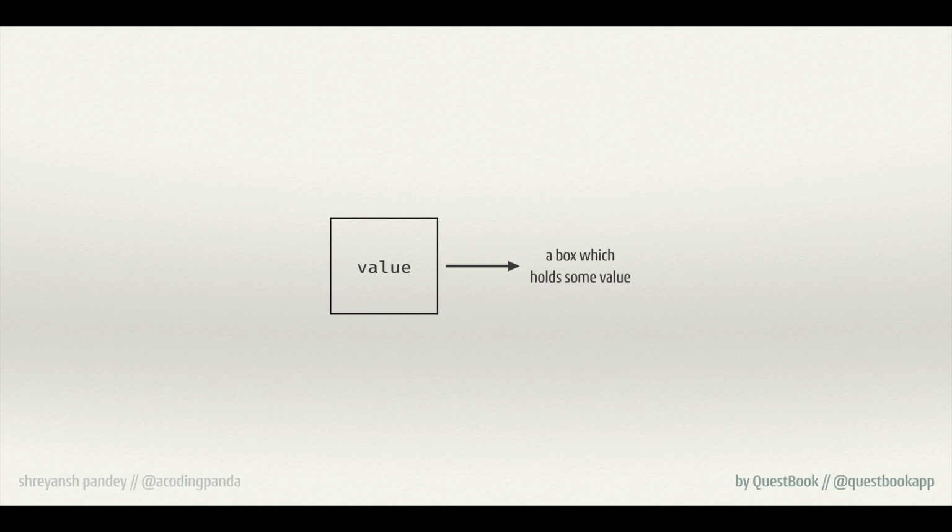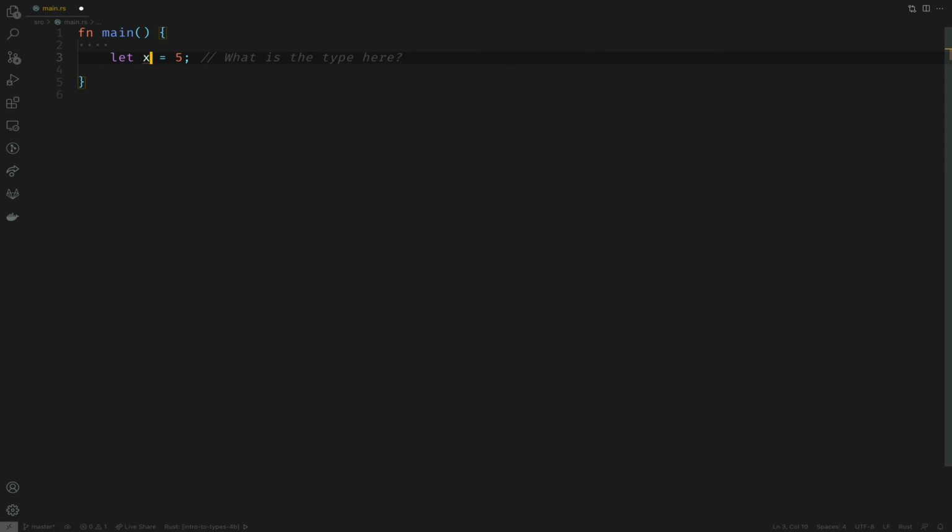Recall from the previous subquest, a variable is a box which holds some value. The more formal definition would be a variable is a box which holds some value of a specific type. The way you annotate a variable is you add a colon followed by the type you want in front of its name. In this case, we'll give it an i32 type, which is a signed 32-bit integer. An integer is a number which does not contain a decimal.